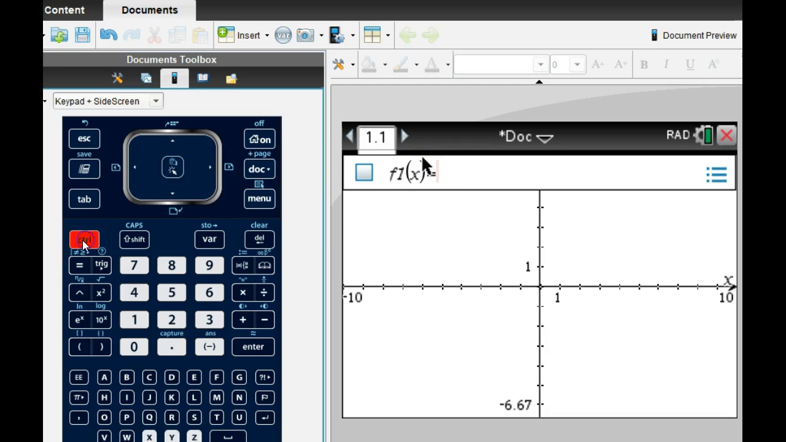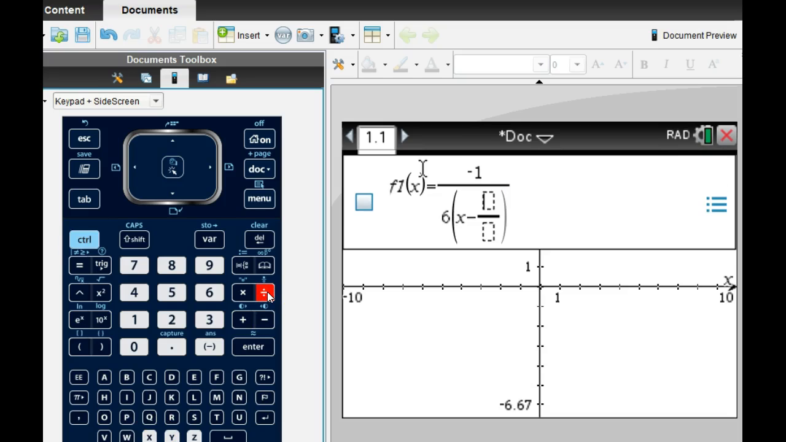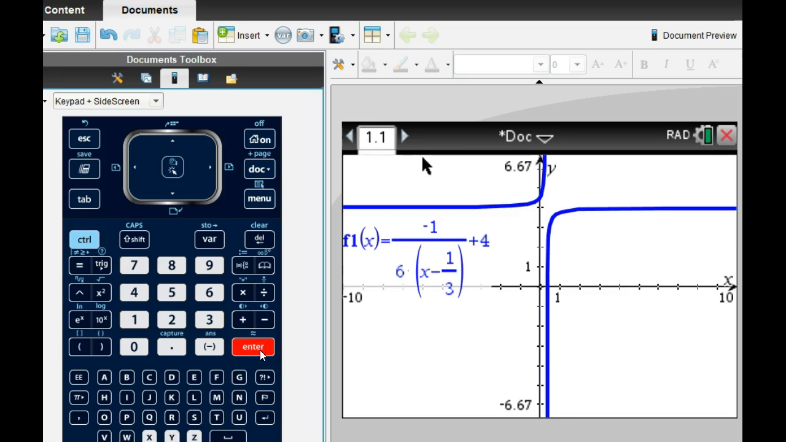Alright, so we have a big old fraction. Negative 1 on top. Go down. 6 parentheses, x minus another fraction, 1/3. Go all the way to the right, plus 4. Hit enter. Menu 5(1). Now this is your y-intercept because x is 0. 0, 4.5.